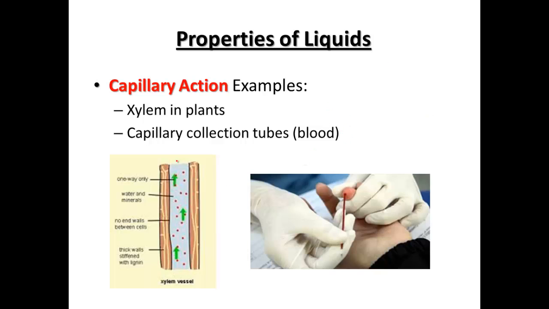Two places that this happens pretty commonly is in plants. They have the tissue called xylem. And a xylem vessel basically is a narrow tube that allows water to go up like this.